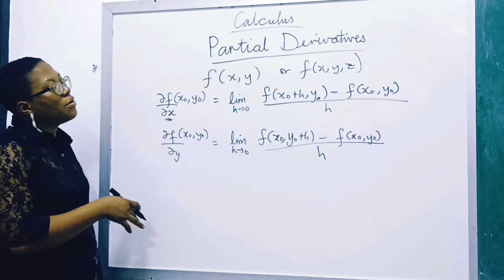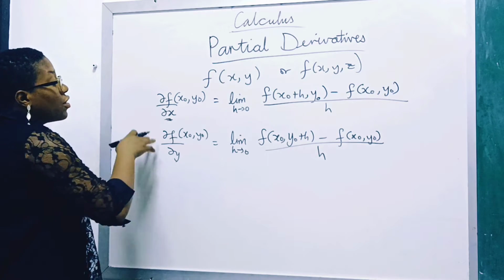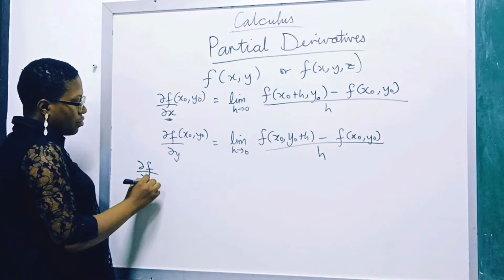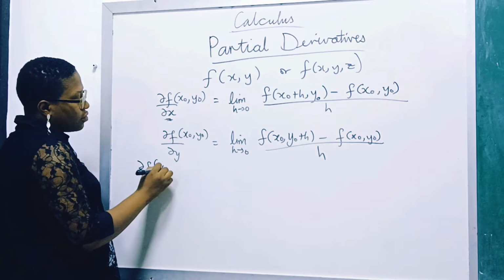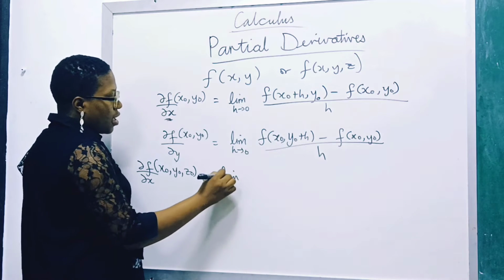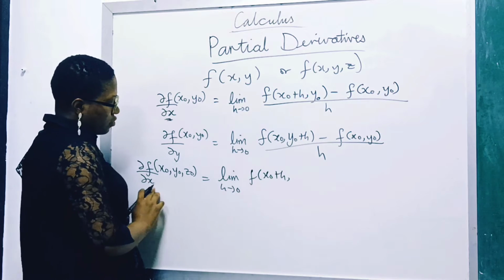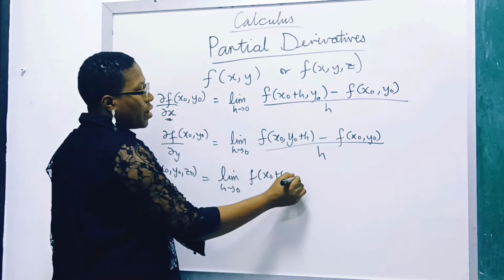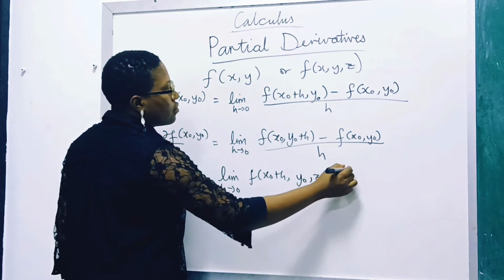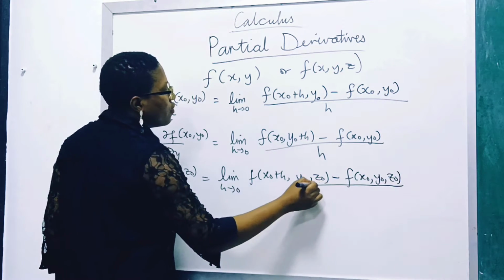So what we're going to do now is take exercises trying to get partial derivatives. You can imagine what would happen if you had three variables. The partial derivative with respect to x at x naught, y naught, z naught will give us the limit as h goes to 0 of f of x naught plus h, because we are differentiating with respect to x naught, comma, y naught, comma, z naught, minus f of x naught, y naught, z naught, all over h.